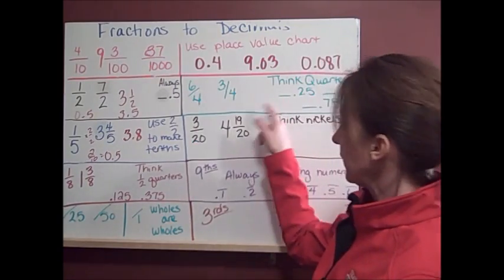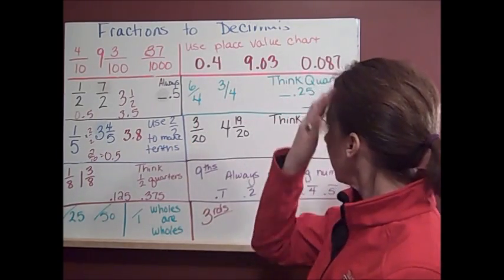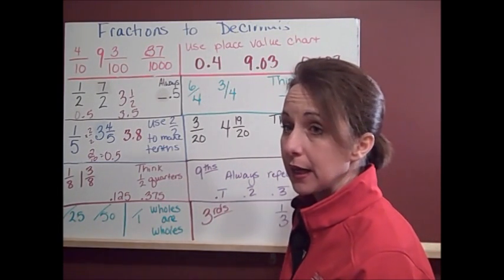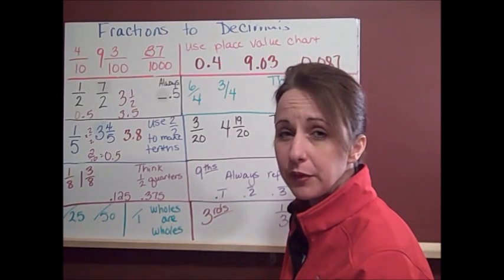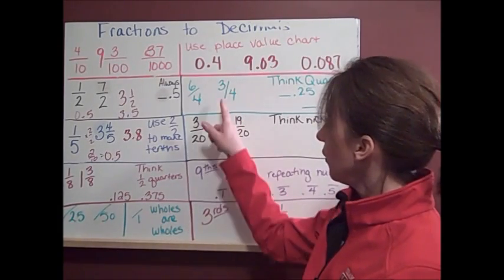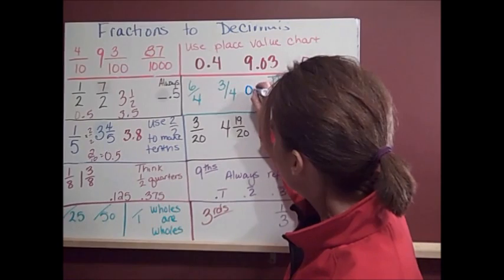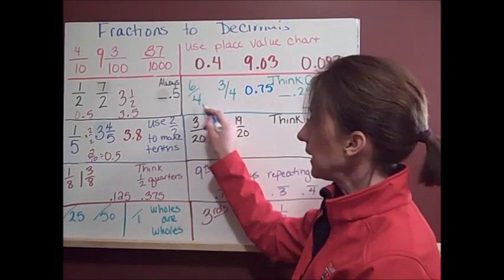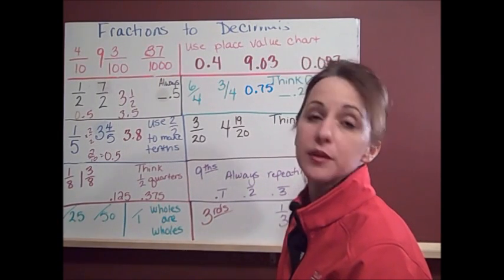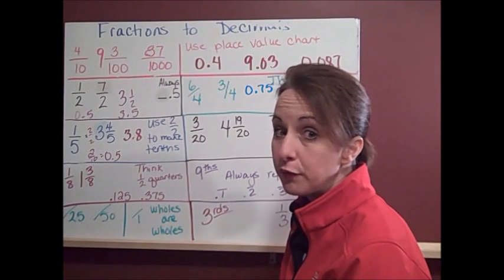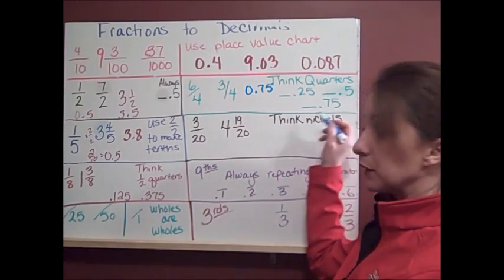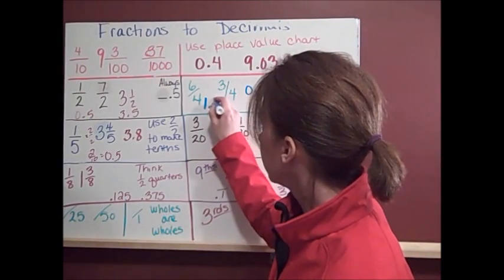Let's go here and think about money. Fourths. We're talking about quarters because it takes 4 quarters to make $1. And sometimes when you think about something you're familiar with, such as money, the answers seem to come easier to you. So 3/4 would be 75 cents. And 6/4 might require me to turn it into a mixed number and understand that 6/4 is the same as 1 whole and 2/4, which I know 2/4 is equal to 0.5 because 2/4 is equal to 50 cents.